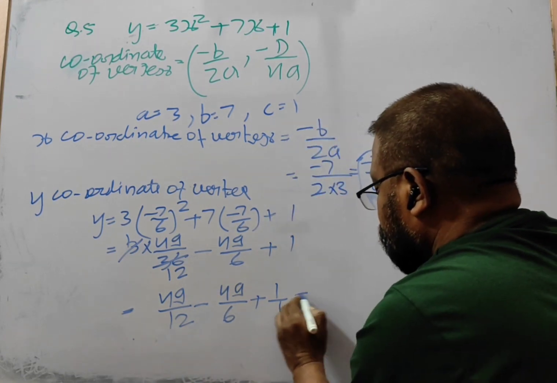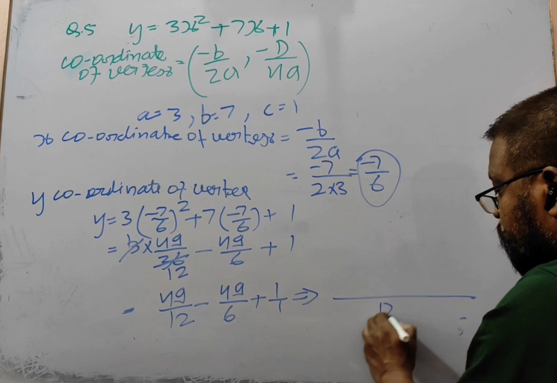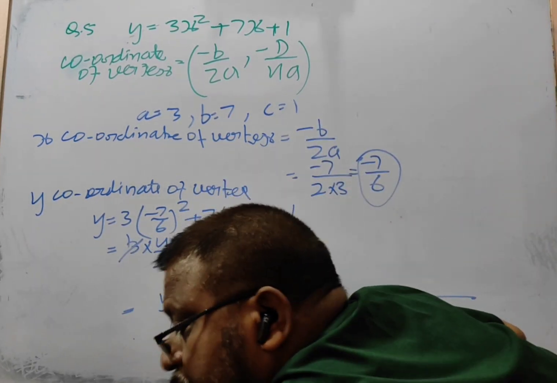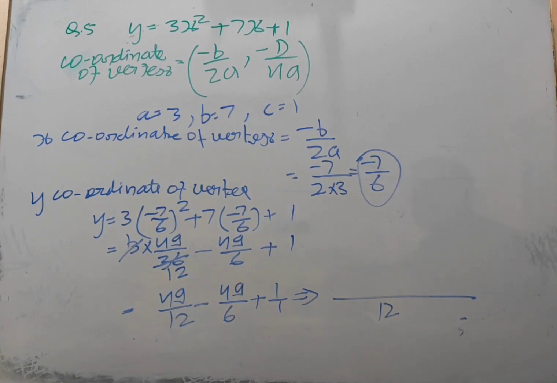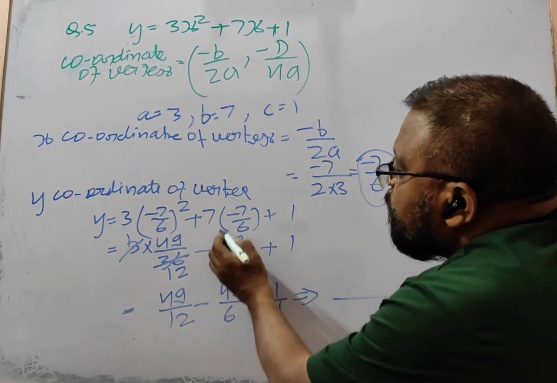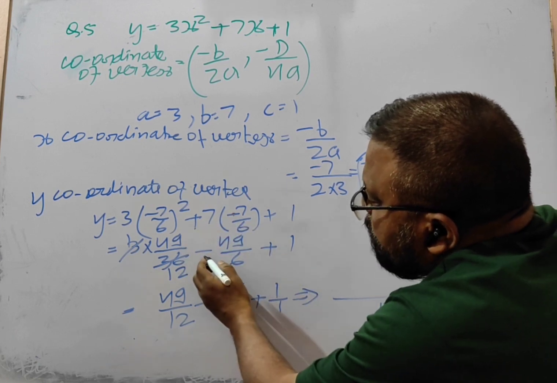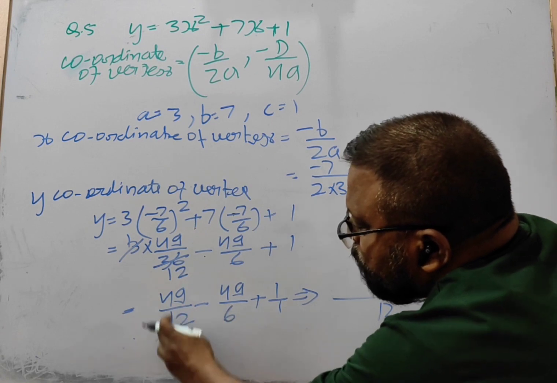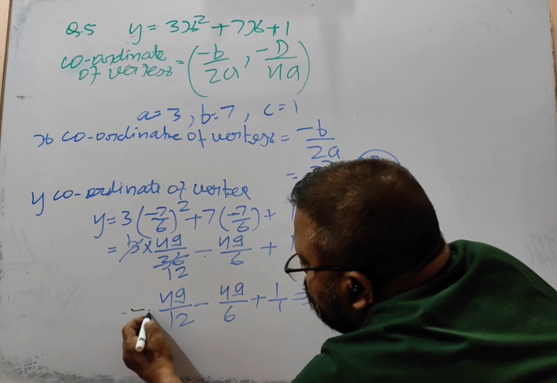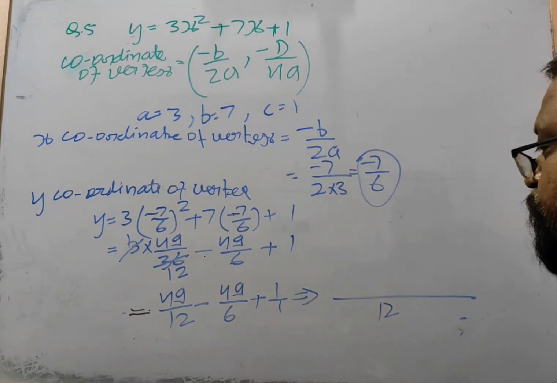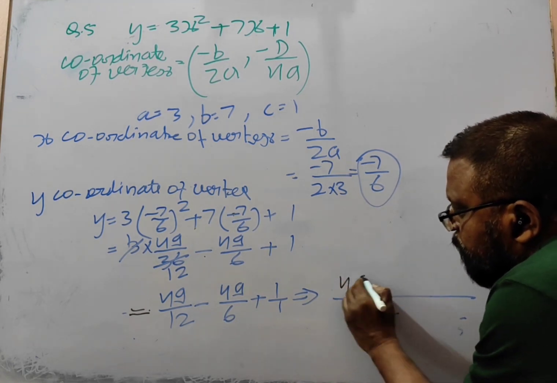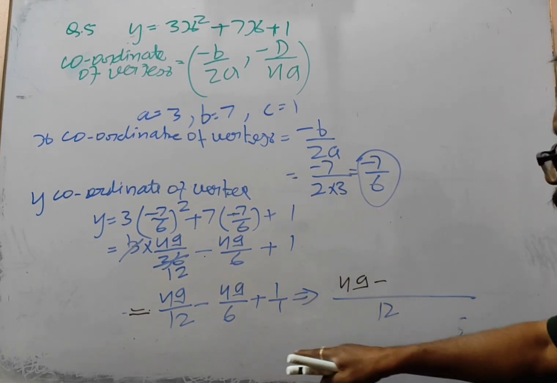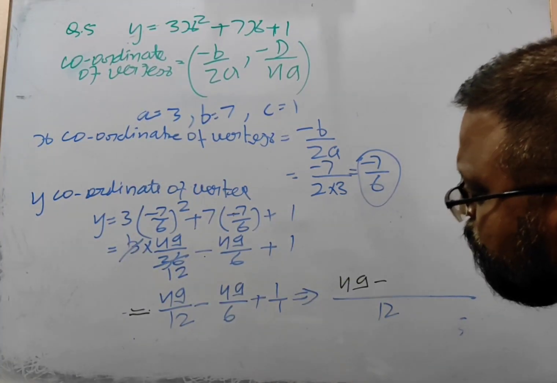Now we take the LCM, which is 12. So we get 49 over 12 minus 98, because 12 divided by 6 is 2, and 49 is multiplied by 2, so we get 98. Plus 12. The negative sign, plus and minus, so I put minus there. It is positive.